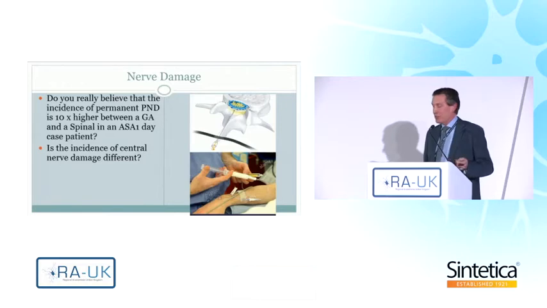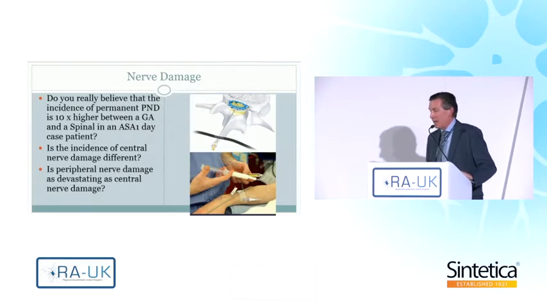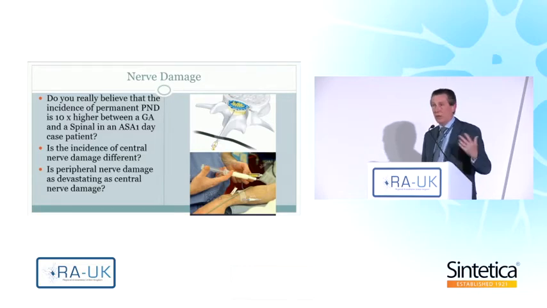So is the incidence of central nerve damage different? Well, yes, I think it is, but there's no evidence for it. And is peripheral nerve damage as devastating as central nerve damage? Those are the questions we need to ask. Well, if you're a violinist and you have an ulnar nerve injury, because a lot of the peripheral nerve damage in GA is ulnar nerve, it's pretty important; they're probably pretty devastated to have a permanent ulnar nerve injury. But they'd be just as devastated, in fact perhaps not more so, to be in a wheelchair.